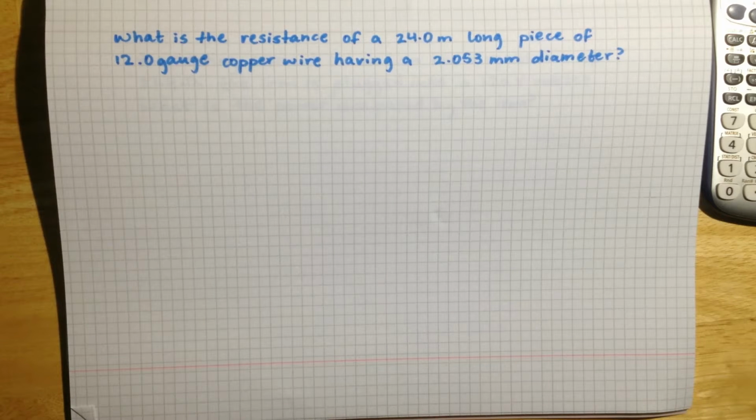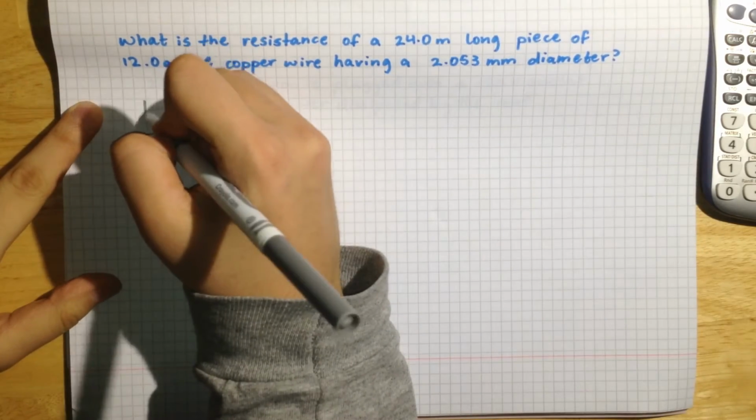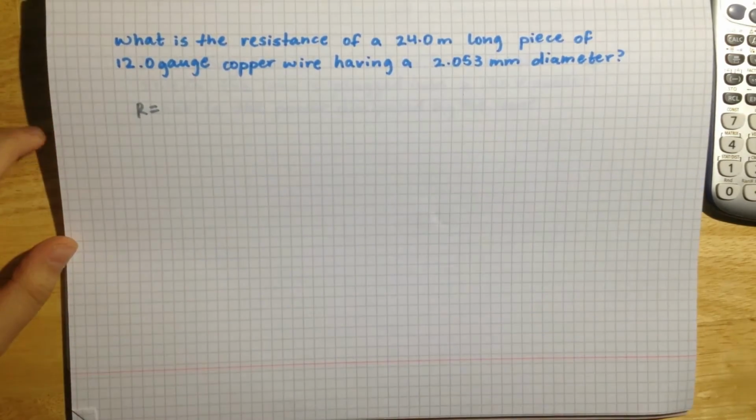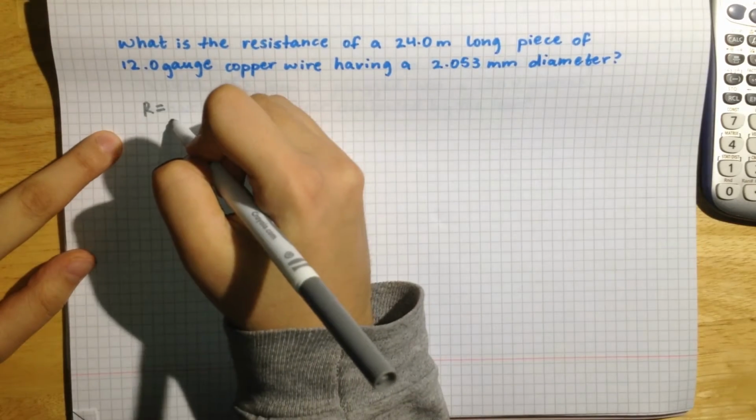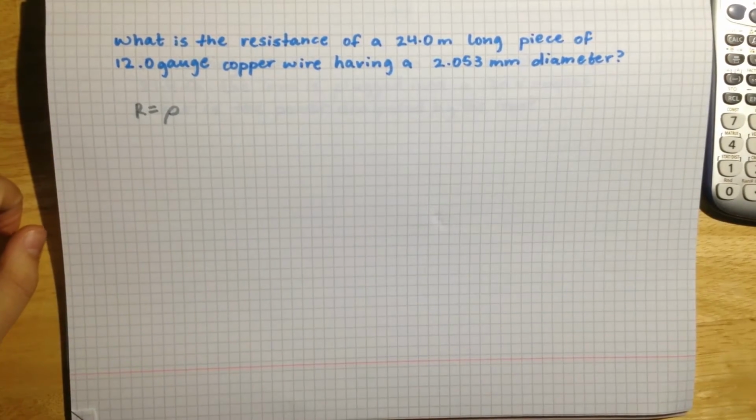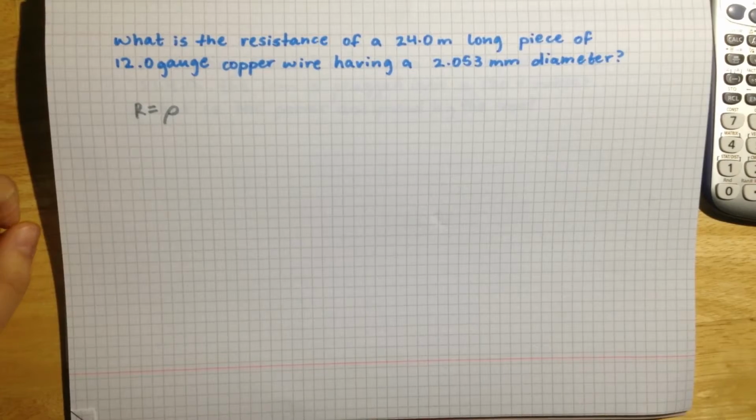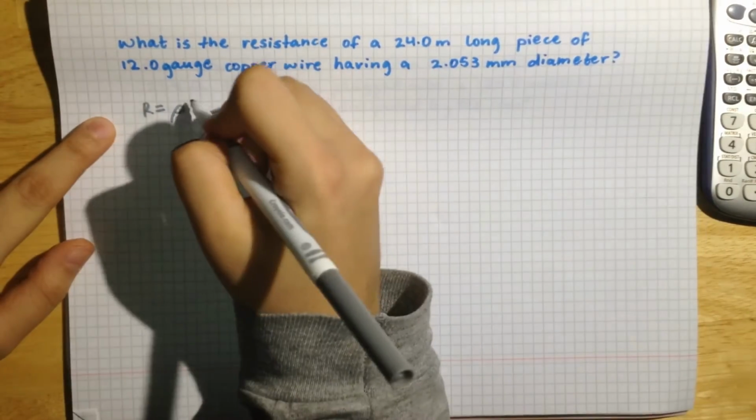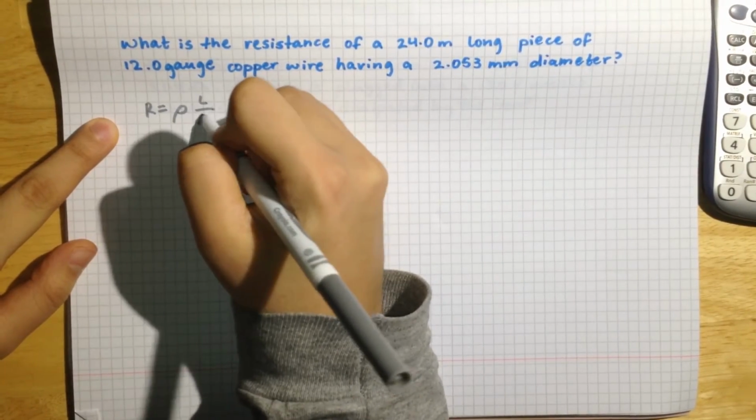We are asked to find the resistance of a 24.0 meter long piece of 12.0 gauge copper wire having a 2.053 millimeter diameter. So for this problem, we are going to use the equation resistance, which is a capital R, is equal to resistivity, and that is the little symbol we use for that, multiplied by the length divided by the area. So L over A.